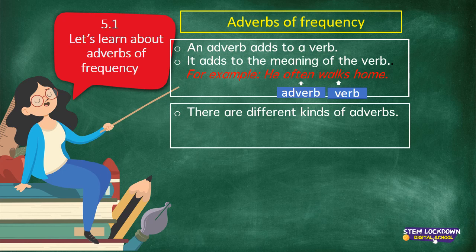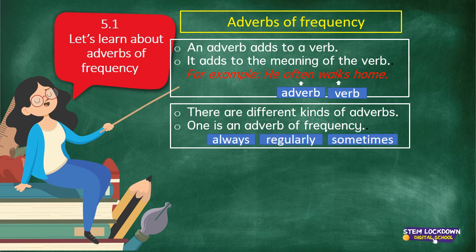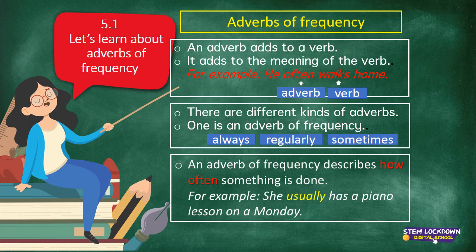There are different kinds of adverbs, and as I said, we've done adverbs of manner and adverbs of time in the past few weeks, but now we are doing adverbs of frequency. For example, always, regularly, sometimes, words like that. So an adverb of frequency describes how often something is done. For example, she usually has a piano lesson on a Monday. Have you got it? Good.